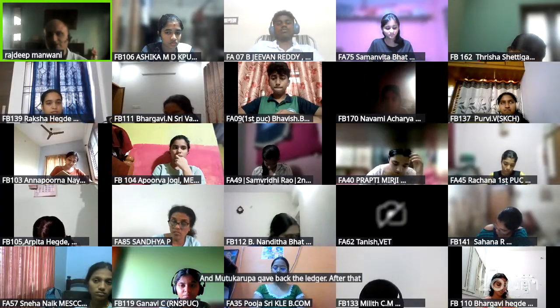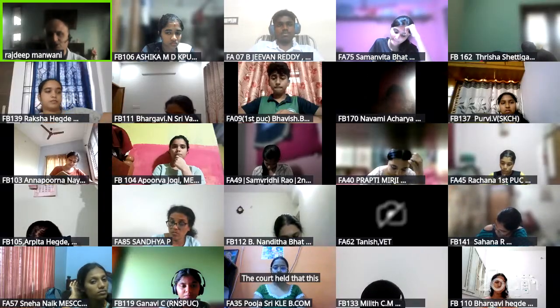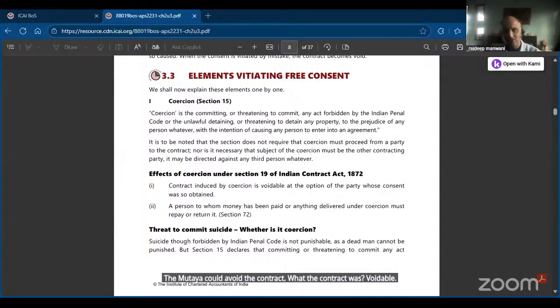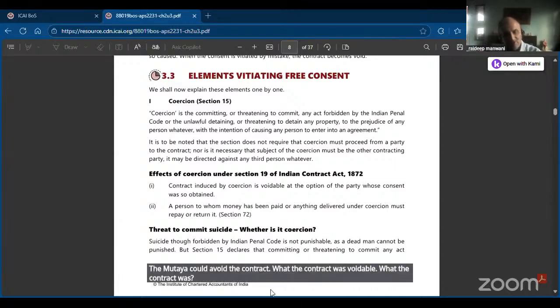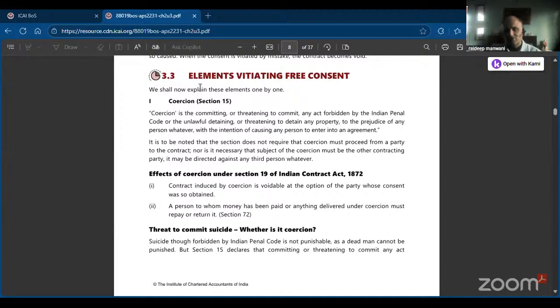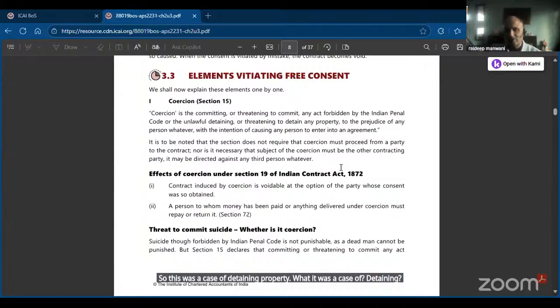After that, Muttaya filed a case. The court held that this was a case of coercion and the court could set aside the contract. Muttaya could avoid the contract. The contract was voidable. So this was a case of detaining property.